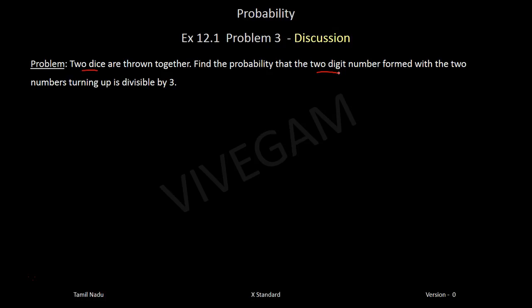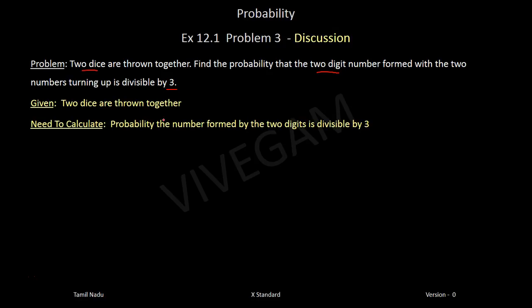So two dice are thrown together, and we are asked to find the probability of the two-digit number formed with the two numbers being divisible by 3. Next, the probability is given by n of A by n of S. So what is A here? A is the event of forming a number which is divisible by 3.